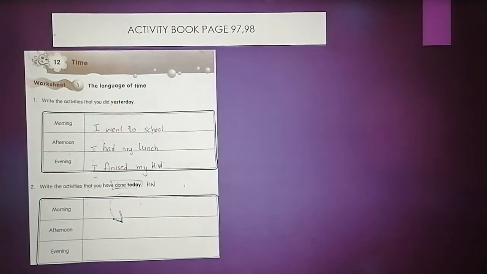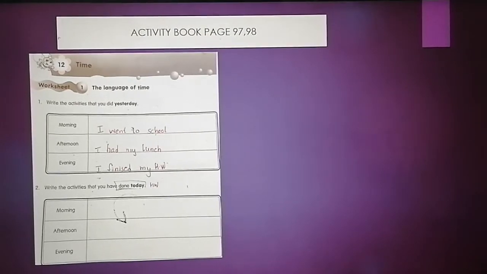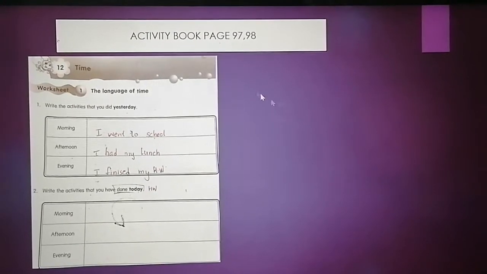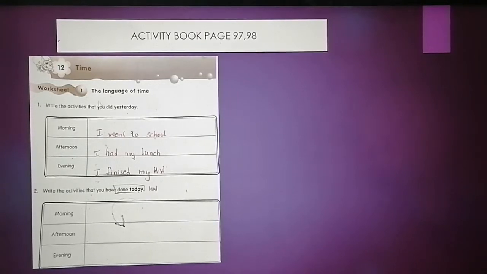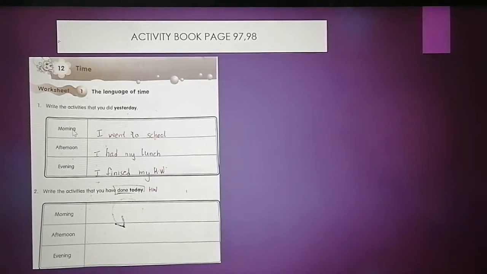Here is the activity book, girls, page numbers 97 and 98. Now we are going to do page 97. As yesterday we read the time and the language of time, write the activities that you did yesterday. In the morning, what you have done. In the afternoon, what you have done. In the evening, what you have done. In the morning, I wrote, I went to school. Afternoon, I had my lunch. Evening, I finished my homework.